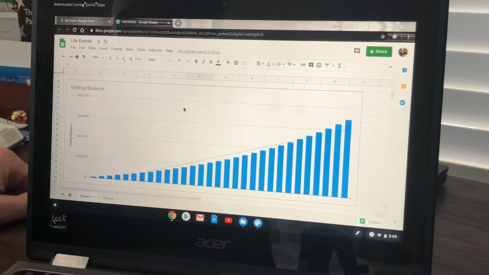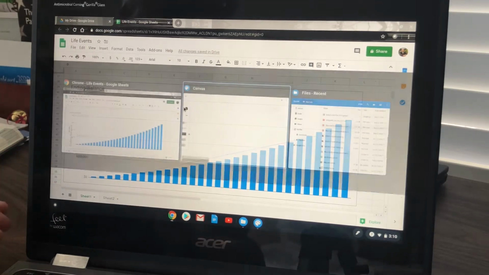I want to share with you another one of my fun little spreadsheets that I created with all my downtime here. This is my life events spreadsheet, and it enables me to measure the impact of different financial events in one's life. This is a hypothetical calculator, so I'll walk you through the scenario.